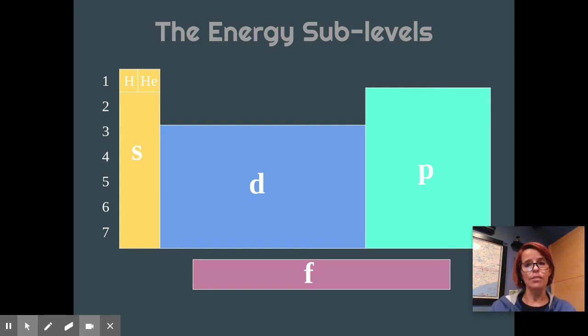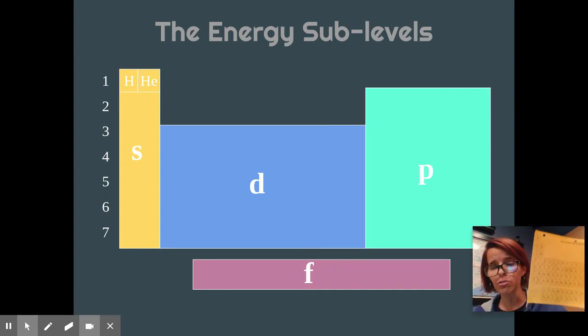Be careful because notice that the S's fill first, the P's are over here, the D's are in the middle, and then the F's are all the way at the bottom. So you definitely can and should label your periodic table SPDF so that you know where they are on the periodic table.